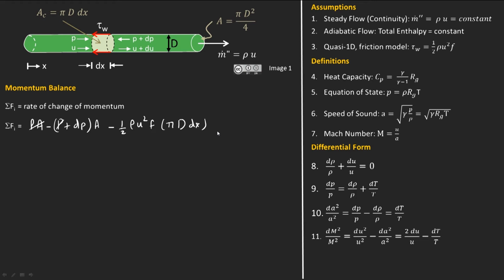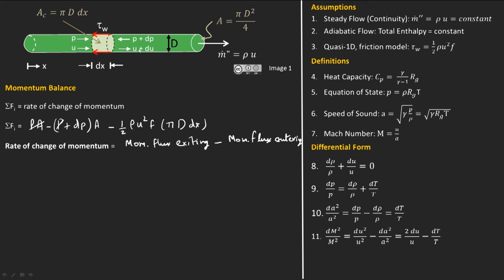Now let's look at the momentum balance further by looking at the rate of change of momentum. The rate of change of momentum for this control volume can be expressed as the momentum flux exiting the control volume minus the momentum flux entering this control volume. Now what is the momentum flux exiting the control volume? The momentum flux is nothing but the mass flow rate m dot multiplied by whatever speed with which the fluid is exiting the control volume.